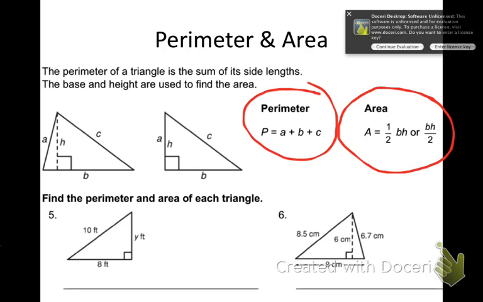Now, number 5, I want to find the perimeter and area of each triangle. Some of you might be able to solve for y, but this is not asking us to because it's supposing that you do not know Pythagorean theorem. If you do know it, that's okay.